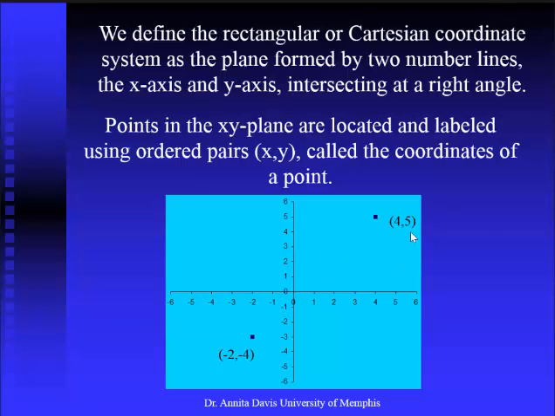Points in the xy plane are located and labeled using ordered pairs (x, y), called the coordinates of a point. 4 is the x-coordinate, 5 is the y-coordinate for this point. The 4 means that on this horizontal axis, which is the x-axis, we move to the right 4 units. The 5 means we move up 5 units. This point, (-2, -4), means we move to the left 2 units and down 4 units.